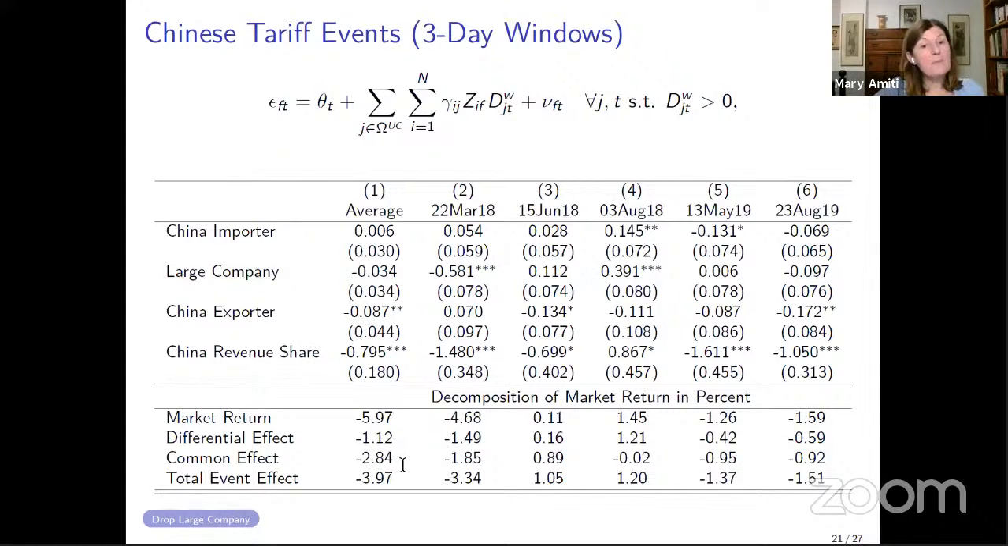And here you do get a bigger common effect. So on the days of the China announcements, the China retaliation, the market fell nearly 6%, and about 2.8 of that is due to the common effect, and 1.1 due to the differential. So the total event effect is 3.97. But importantly, we're not attributing everything to the event. There are movements on that day that have nothing to do with the trade war. It could be just some idiosyncratic factors.